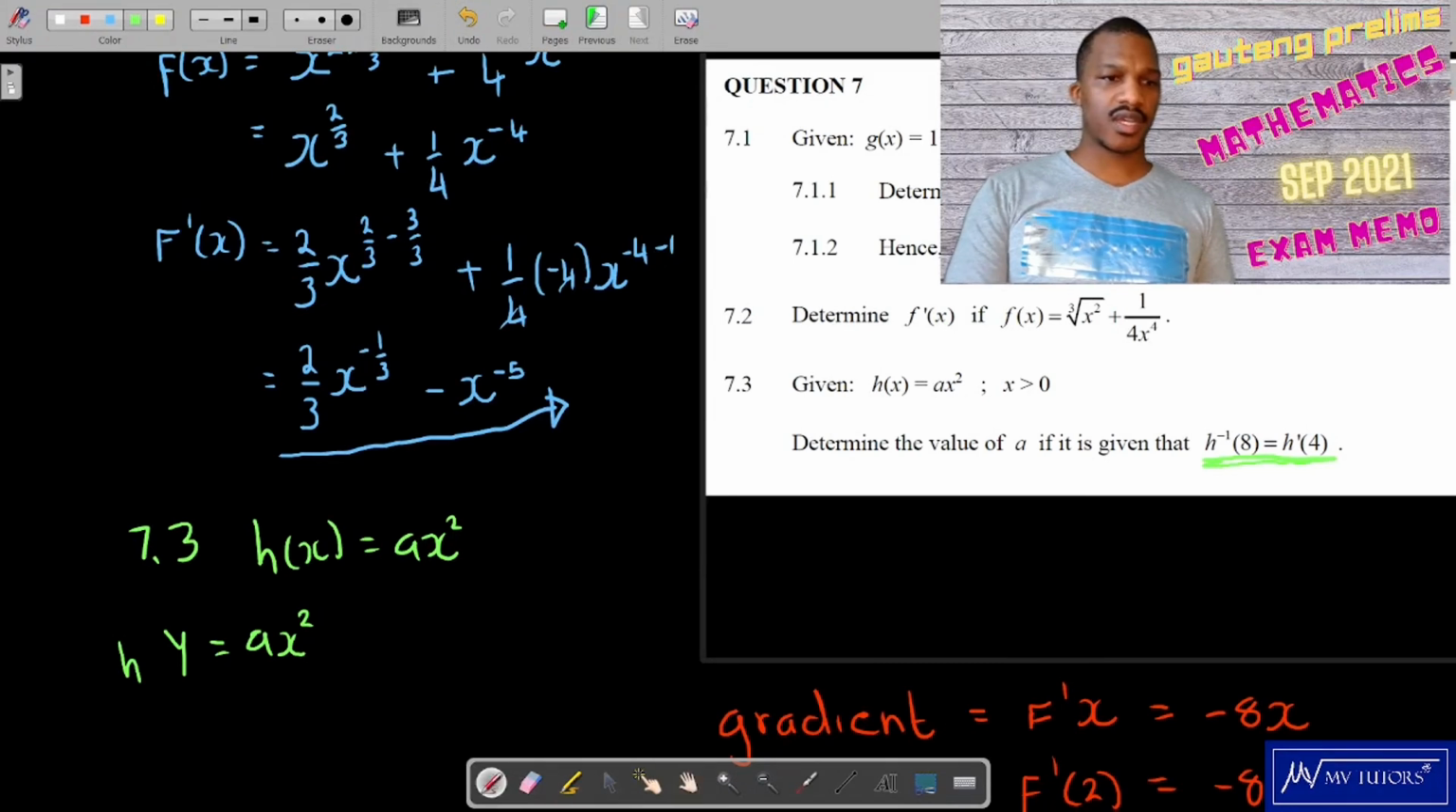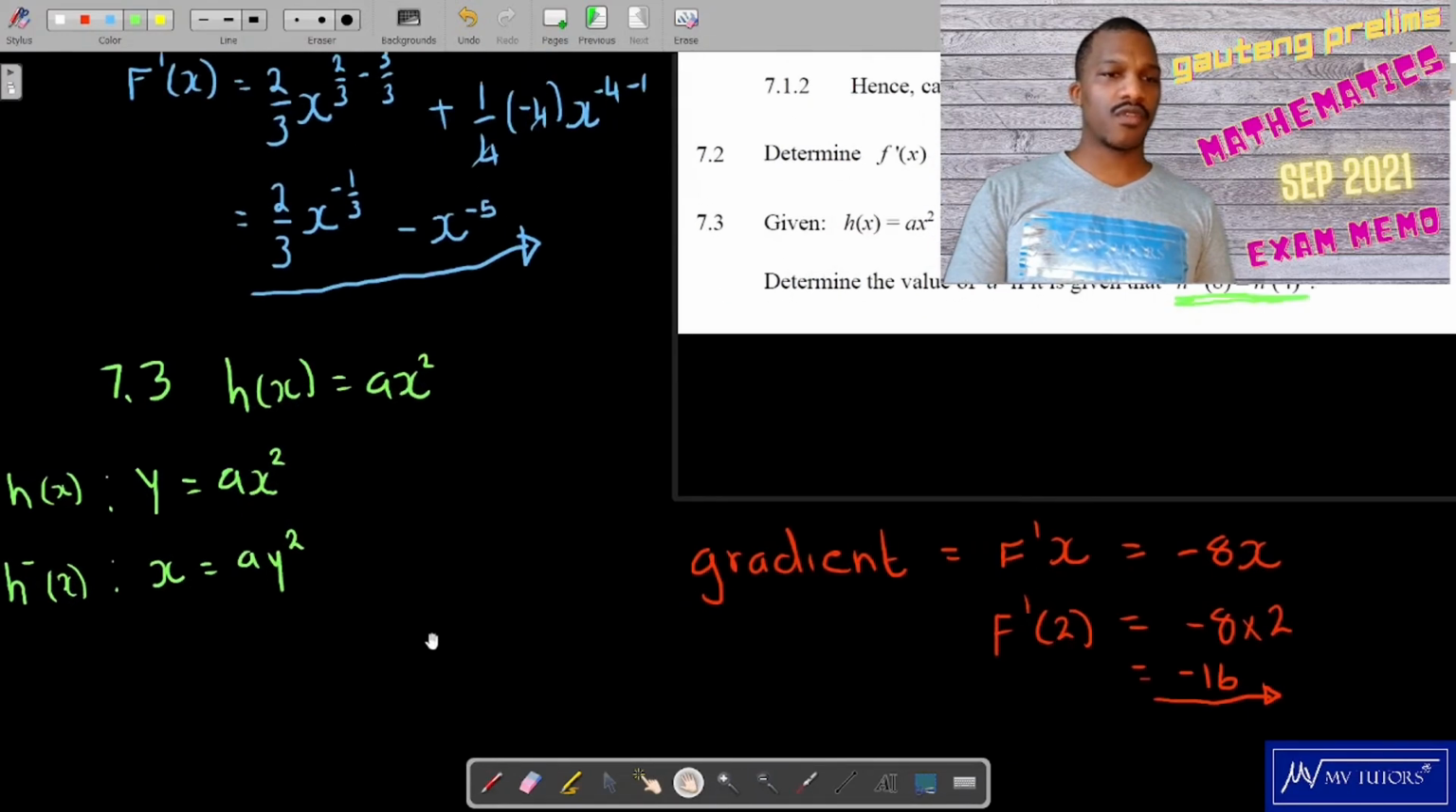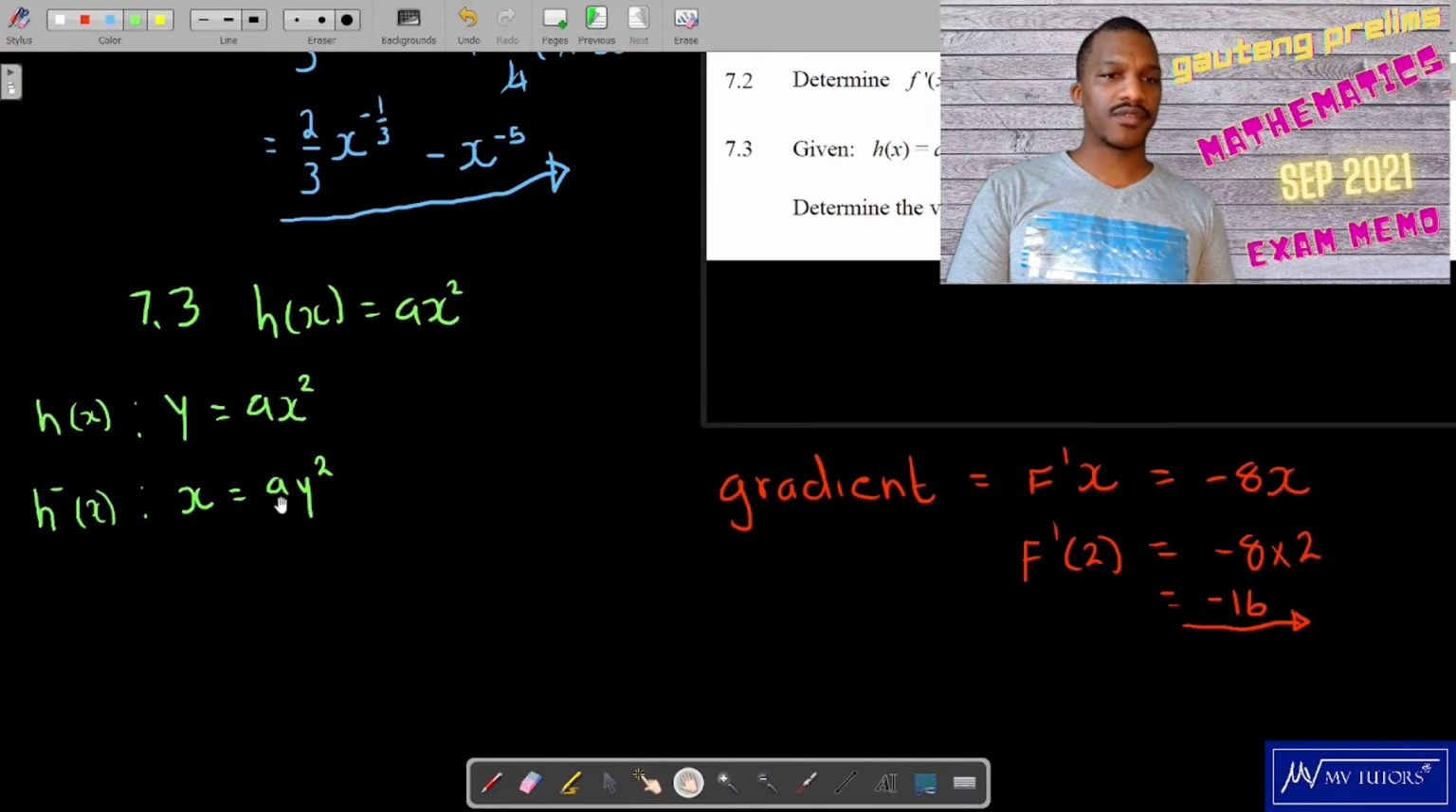H of x is given by this. But now h inverse is given by x is equal to a y squared. So that's what we have to solve now. We have to solve this in terms of y. Make y the subject of the formula.